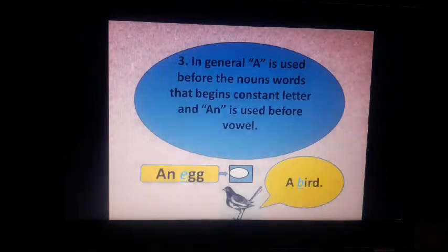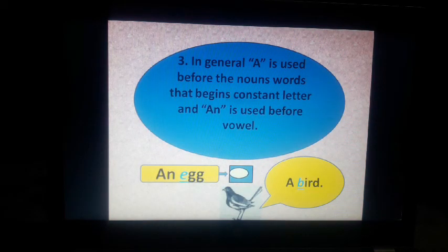Now go to the next slide. Number 3. In general, a is used before noun words that begin with a consonant letter. And an is used before a vowel. Look at the example. Egg begins with a vowel letter. That's why we have used an. And bird. This noun word begins with the consonant letter B. That's why we used a. Let's go to the next slide.